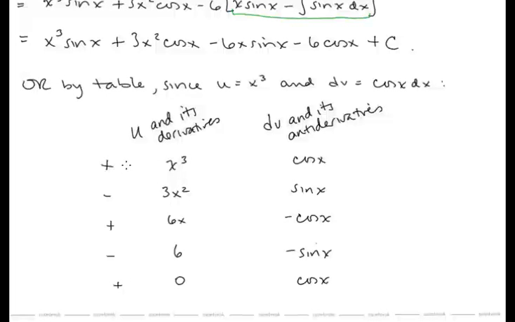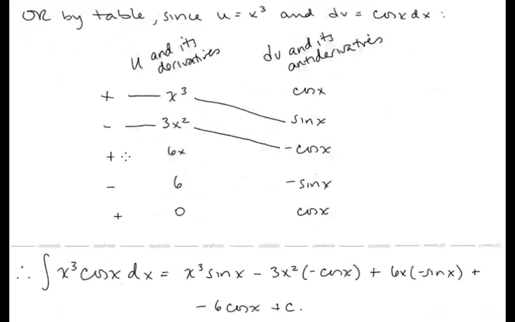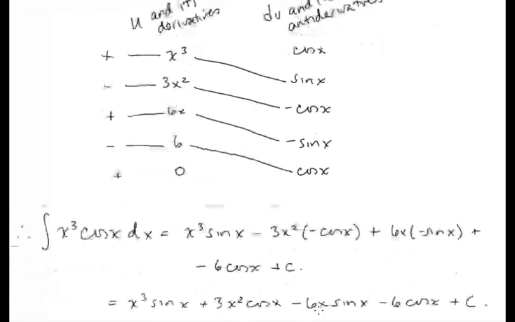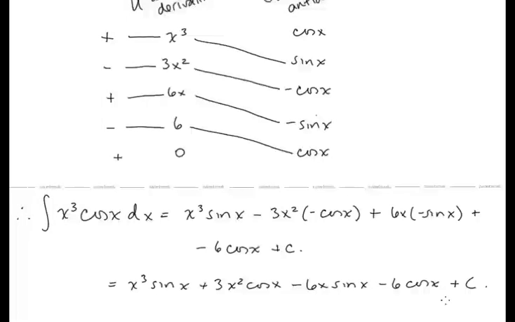So we're going to have a positive x to the third multiplied by sine x, plus a negative 3x squared multiplied by negative cosine x, plus a positive 6x multiplied by negative sine x, plus a negative 6 multiplied by cosine x, plus a constant. And so simplifying, we get the same solution we had above.